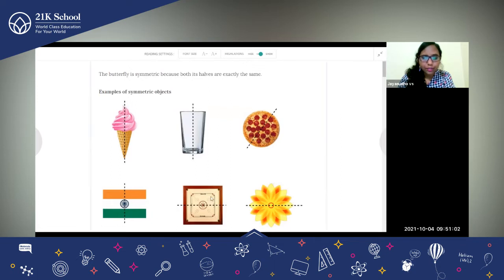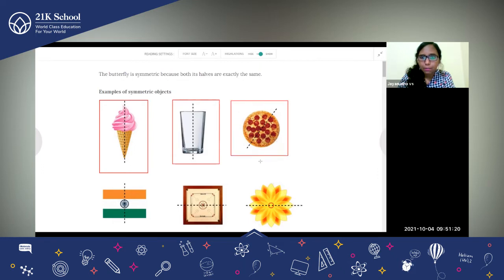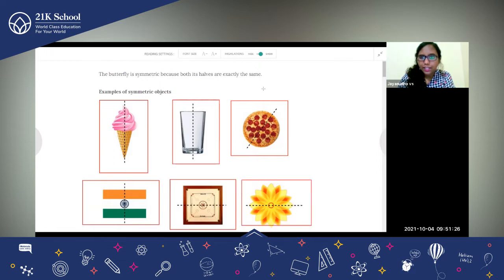Okay. So what could you see here? The ice cream which you take, when you cut it into equal halves, both the sides are equal. Also the glass, when you cut it, you can see that both the sides are equal. The pizza, the national flag, the carom board and the flower design here, isn't it?